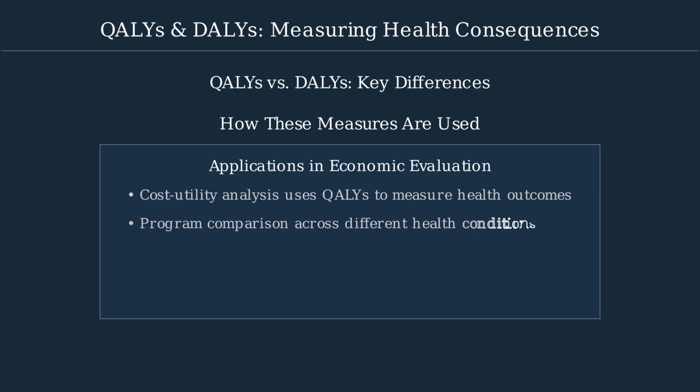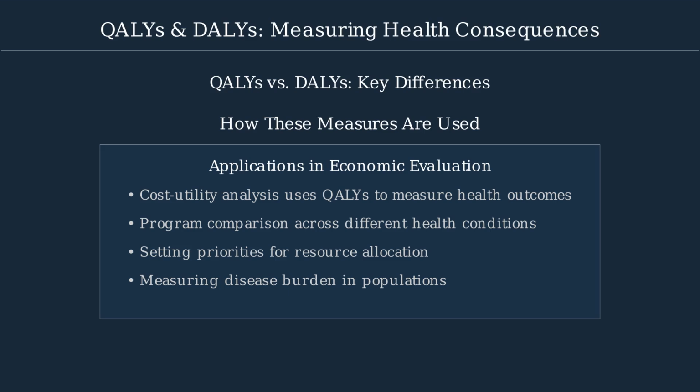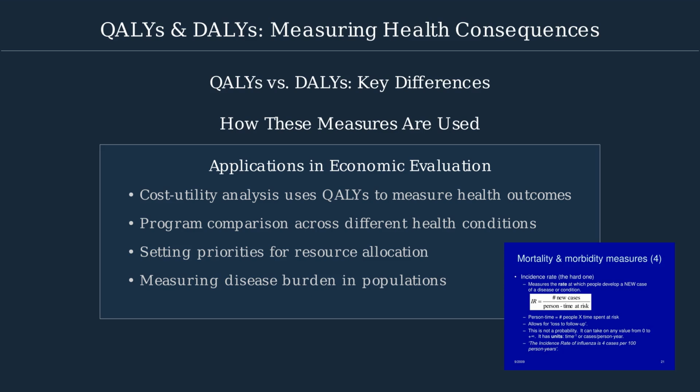QALYs are typically used in cost-utility analysis to compare interventions across different health conditions. Both metrics help decision-makers set priorities for resource allocation and measure disease burden in populations. These measures rely on accurate data about disease incidence rates, how frequently new cases occur in a population over time. The cost-utility analysis formula incorporates quality of life into economic evaluation. The CUA formula is defined as the incremental cost divided by the incremental quality-adjusted life years gained.